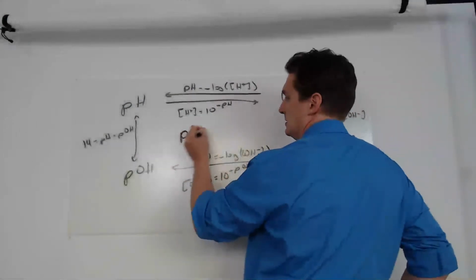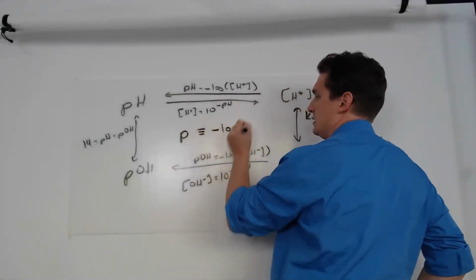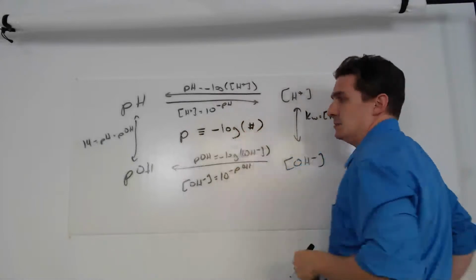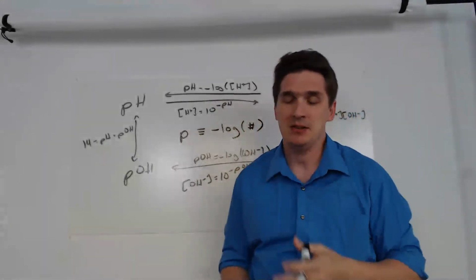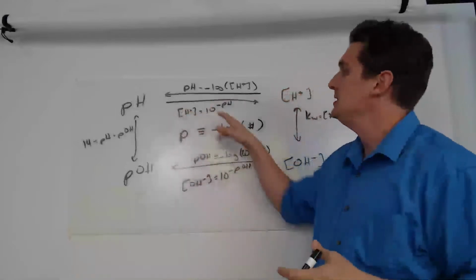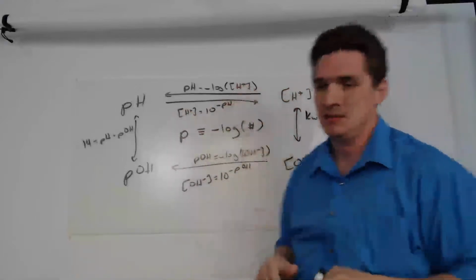The reason we're using 10 to the negative pH is that P is defined as the negative log of a number. So P is actually a mathematical operator. So when we say we're taking pH, we are taking the negative log of the H concentration.